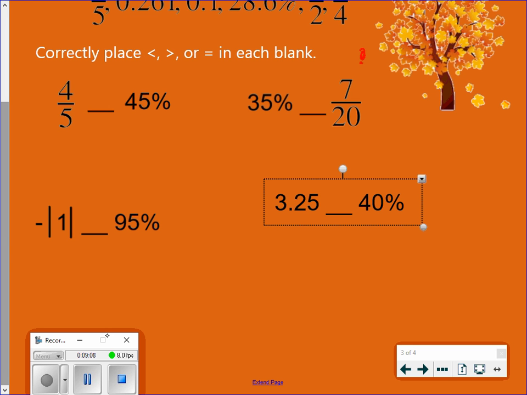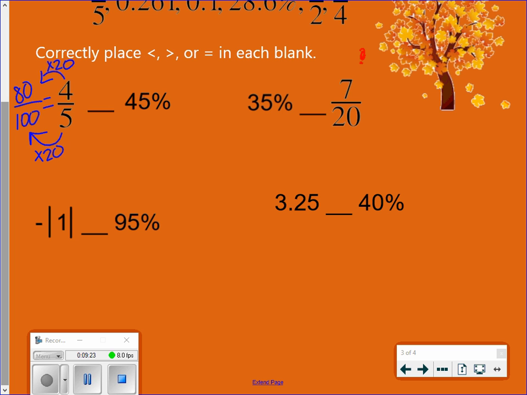Okay? So, let's change. I'm going to be different, and I'm going to change this first one to a percent. Because a percent is always out of 100. Okay? So I just need to multiply that by 20. So that would make it 80%. Now, which is bigger, 80% or 45? Hopefully, we know that 80% is going to be bigger.